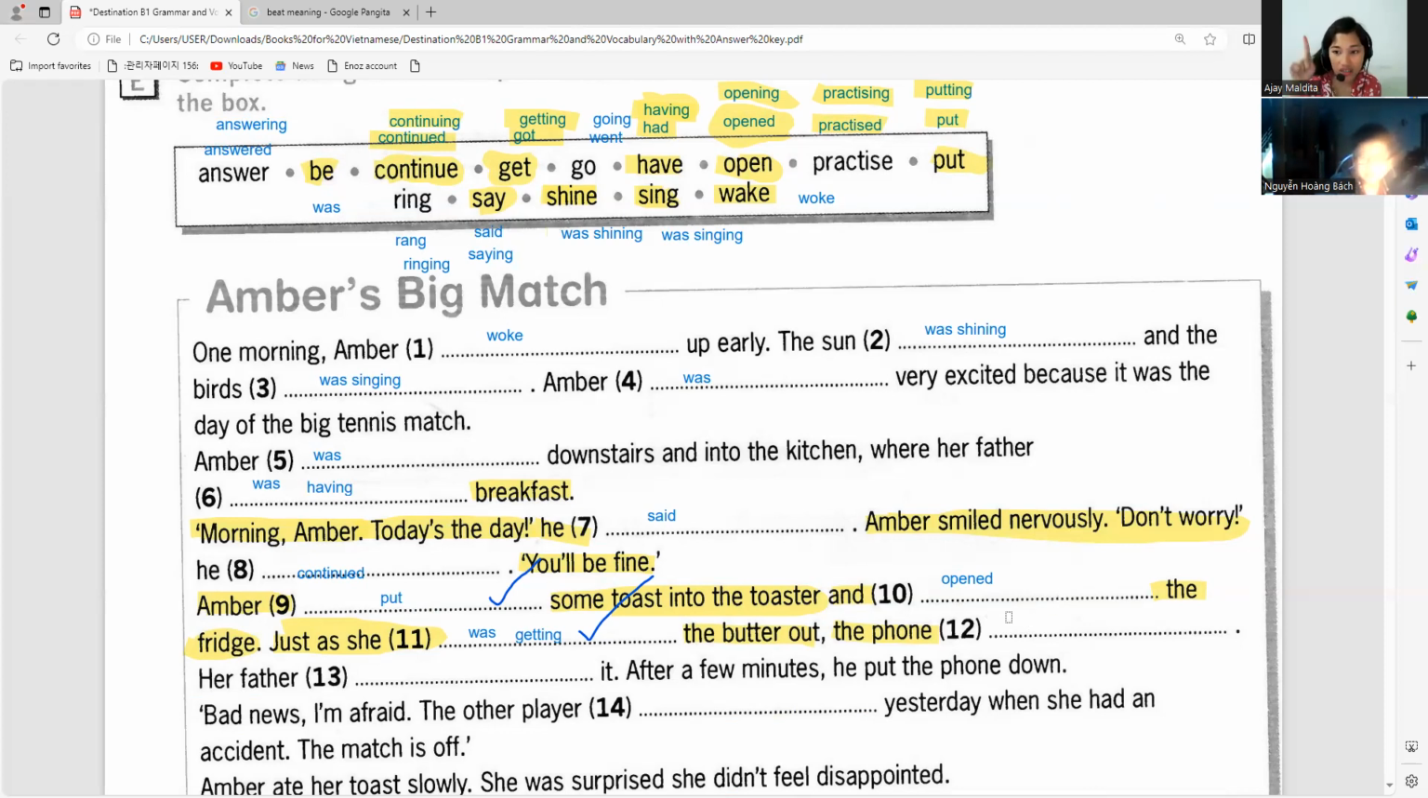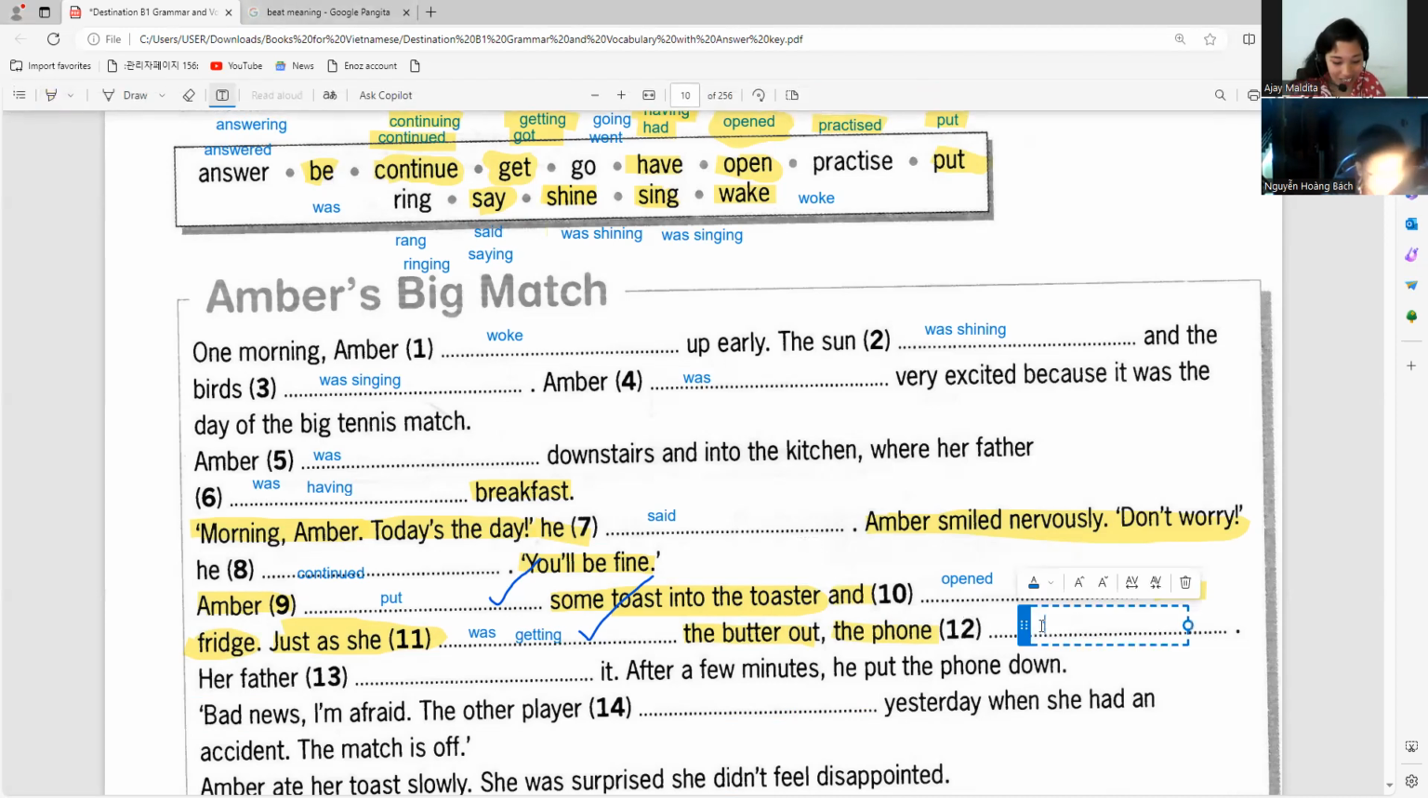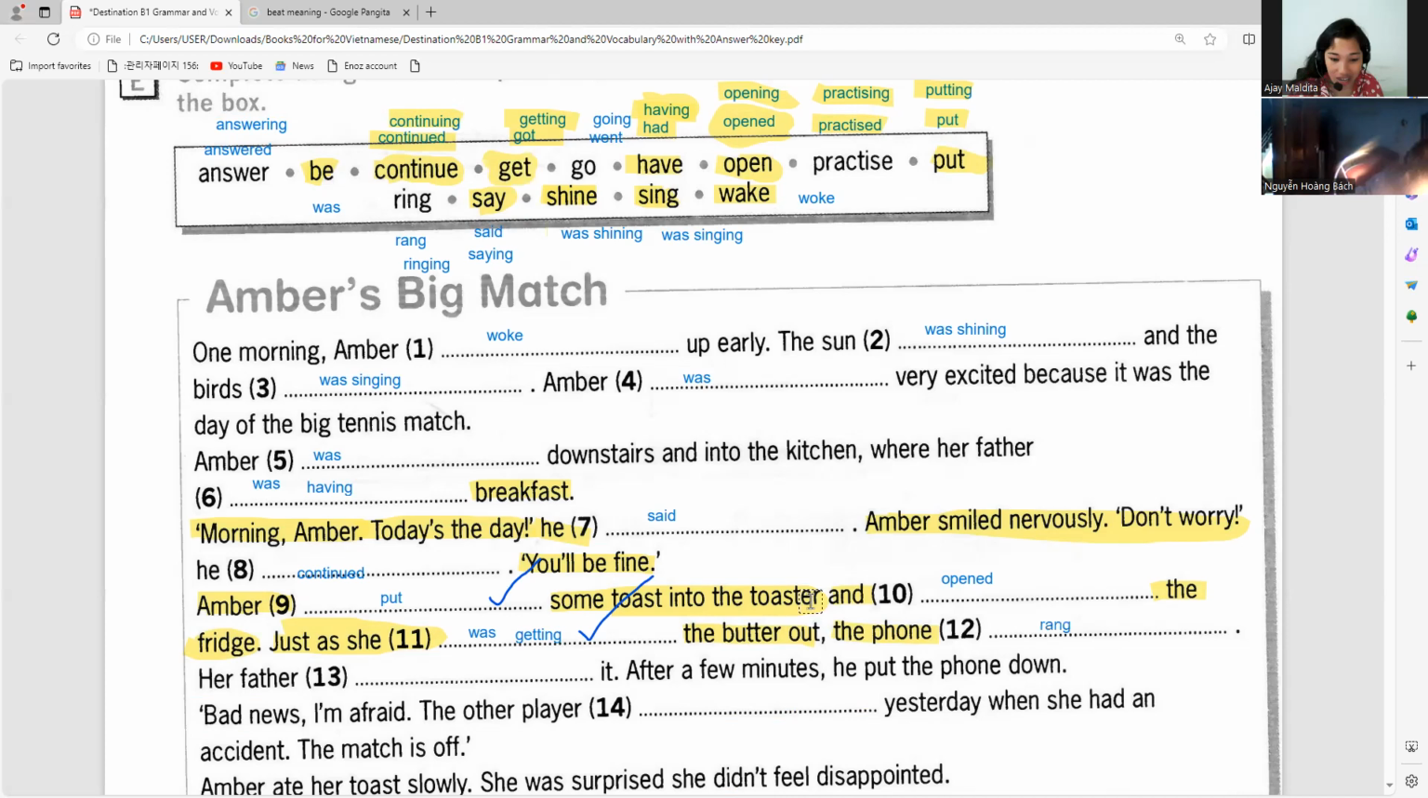Okay, another chance. What happened to our phone? Practice. Practice. Oh, Wang Bak, you will not choose ing this time. Ring. Good job. Ring is correct. Okay, so the phone rang, and then what happened to the phone, Wang Bak?